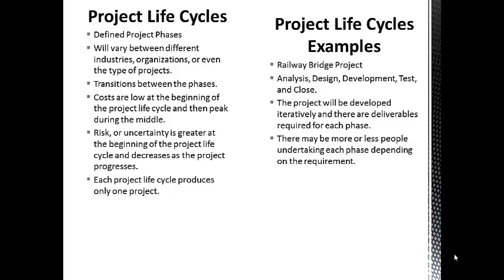Generally speaking, staffing levels and costs are usually low at the beginning of the project life cycle, and then start peaking during the middle of it. Risk, however, is greater at the beginning. It starts decreasing as the project progresses and becomes more defined. Each project life cycle will only produce one project.